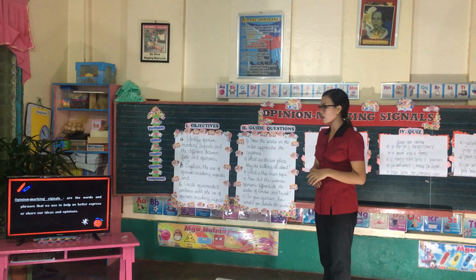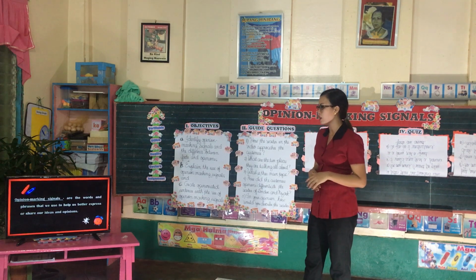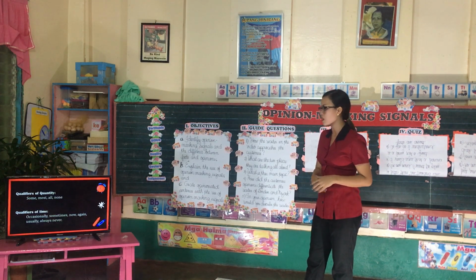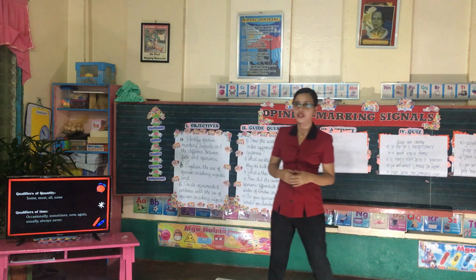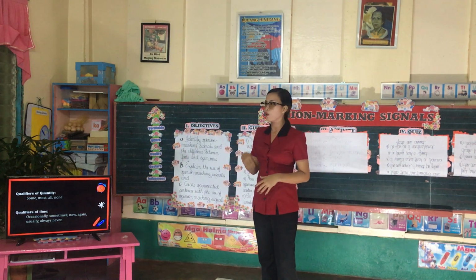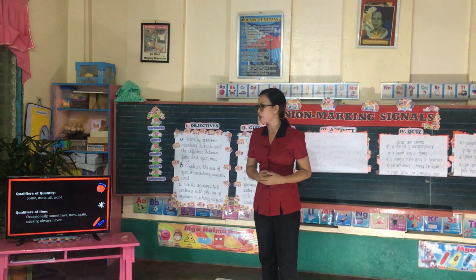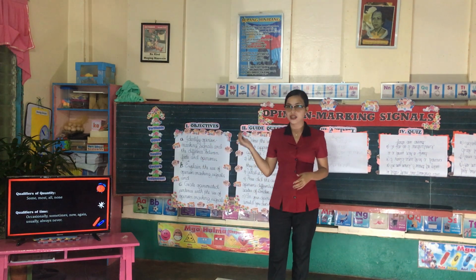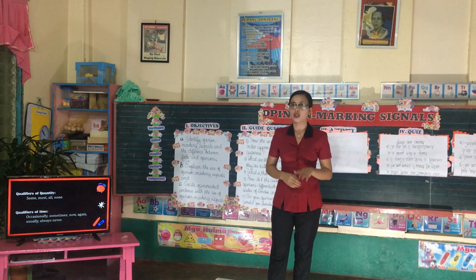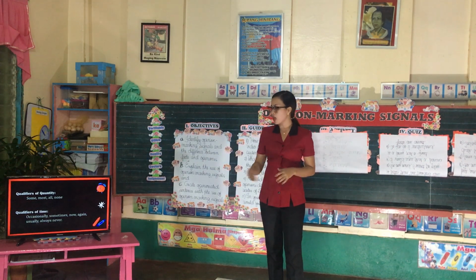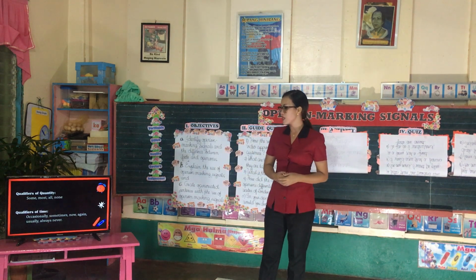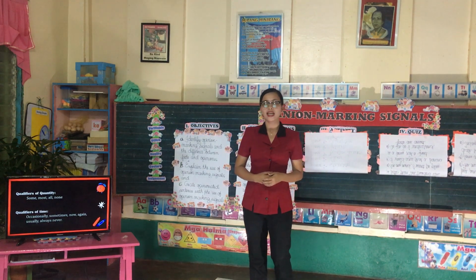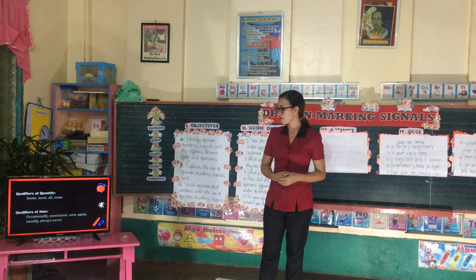So here are the qualifiers of opinion marking signals. First, we have the qualifiers of quantity. The words that belong to the qualifiers of quantity are most, some, all, and none. You can use those when you are making an opinion. Okay. We also have the qualifiers of time. We have occasionally, sometimes, now, again, usually, always, and never.